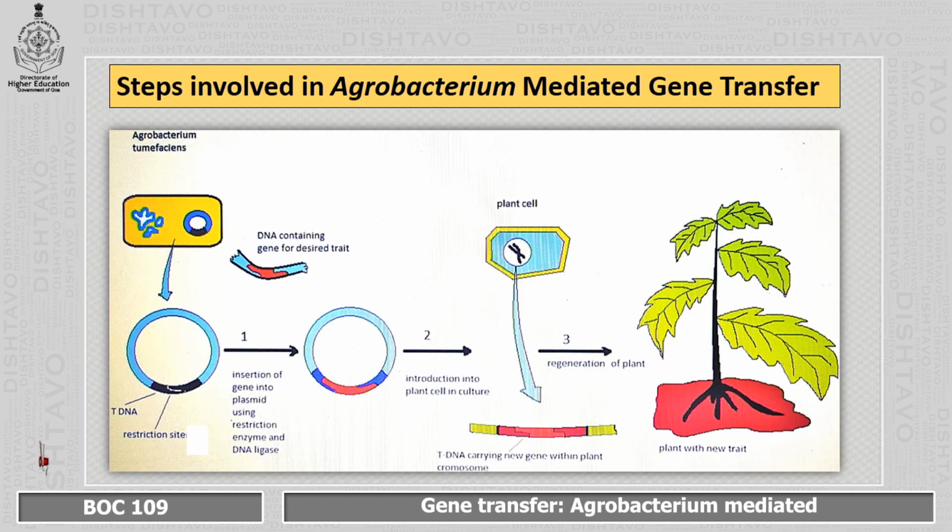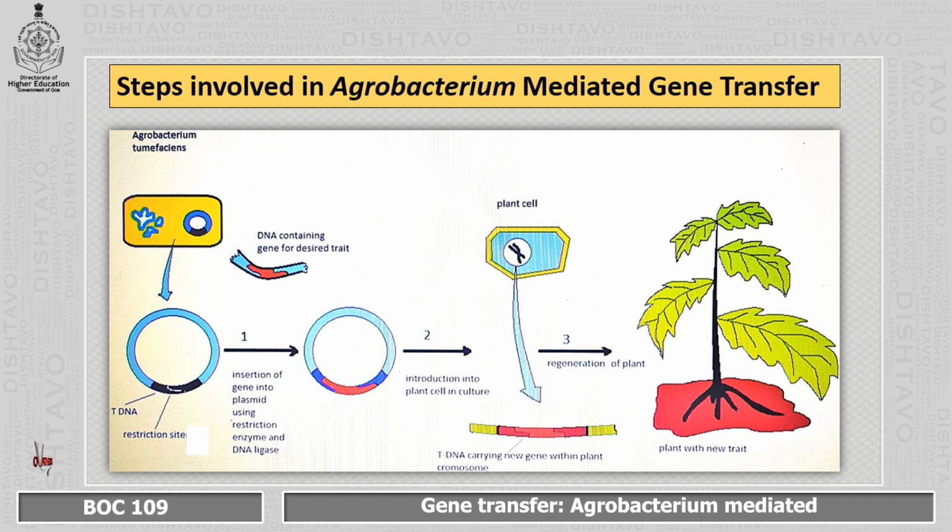Now what are the steps involved in Agrobacterium mediated gene transfer? First and foremost, as we have discussed, the Ti plasmid is removed from the Agrobacterium. Now with the help of restriction enzymes, we cut the tDNA portion, and in place of that tDNA portion we insert our gene of interest, whatever trait is required, and then with the help of DNA ligase enzyme we seal the cuts that were introduced to put in the gene of interest.